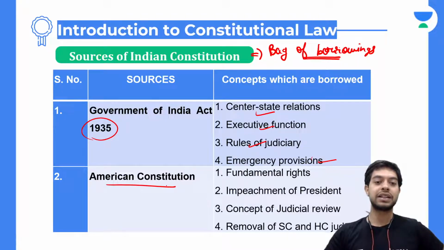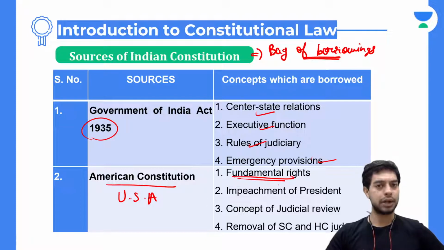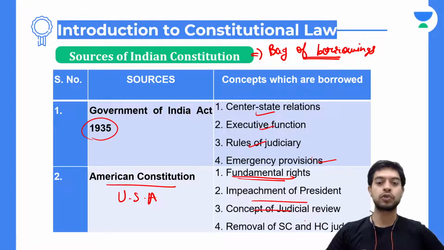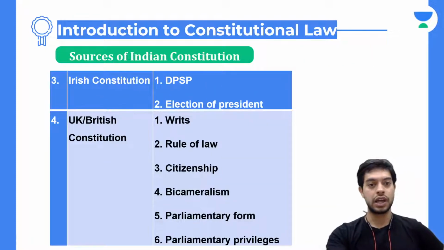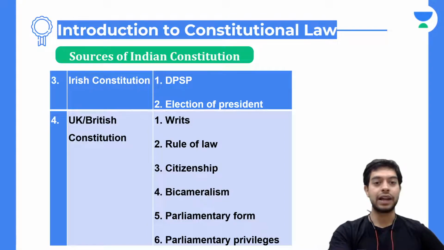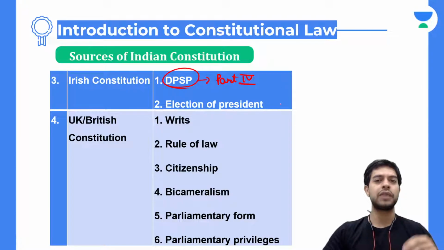Then comes the American Constitution, the Constitution of USA. वहां से हमने fundamental rights लिए, the Bill of Rights, impeachment of the president, the concept of judicial review, and removal of Supreme Court and High Court judges. It is taken from the American Constitution. The Irish Constitution, from Ireland, we have taken DPSP. DPSP are non-justiciable rights of the people of India given in Part 4, and election of the president. The procedure of election of the president had also been taken from Ireland.